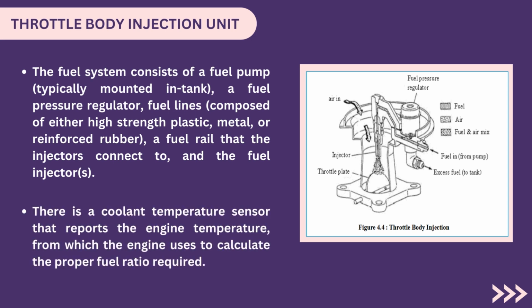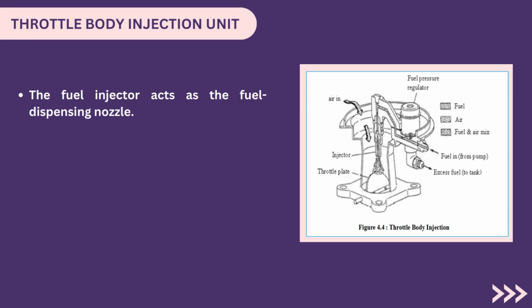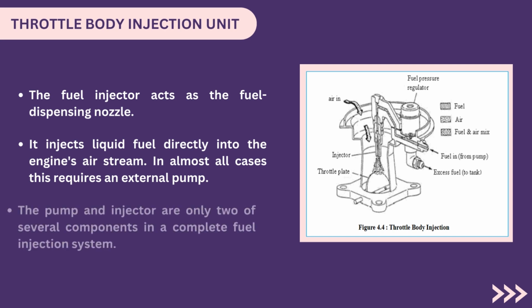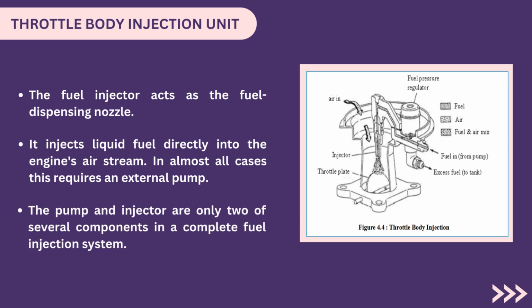So there is a coolant temperature sensor also that reports the temperature of the engine, from which the engine uses to calculate the proper air fuel ratio which is required. So this fuel injector acts as the fuel dispensing nozzle, and it injects liquid fuel directly into the engine's air stream. In almost all cases, this requires an external pump, and the pump and injector are only two of several components in a complete fuel injection system.